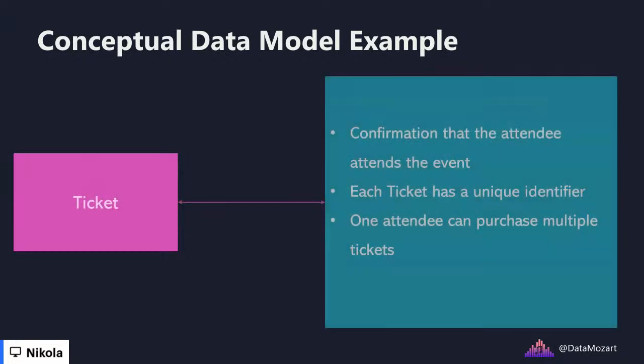And finally, ticket is an entity that represents confirmation that the attendee will attend a specific event. Each ticket has a unique identifier because, yeah, it would be really awkward if two or more attendees get a ticket with the same number, right? Although the ticket is uniquely identified, one attendee can purchase multiple tickets.